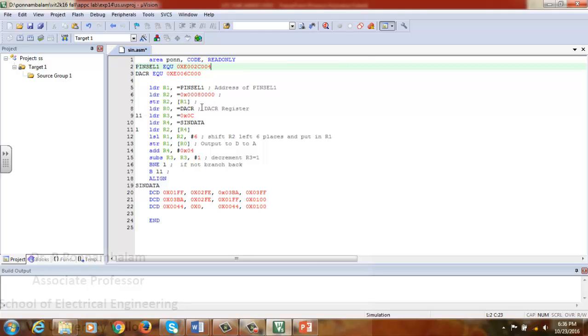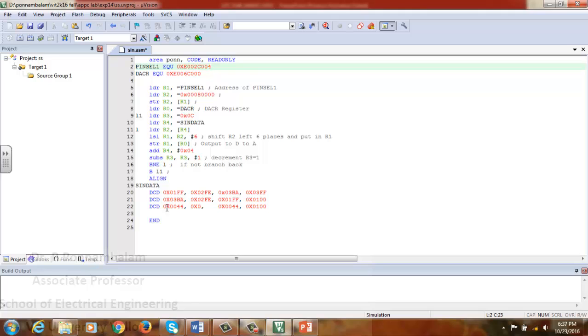Then we are storing the DACR register's memory address into this R0 register. Then R3 is stored with the value of 0x0C. 0x0C happens to be the total number of samples that we have. So 1, 2, 3, 4, 5, 6, 7, 8, 9, A, B, C.